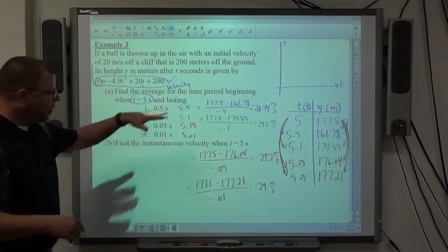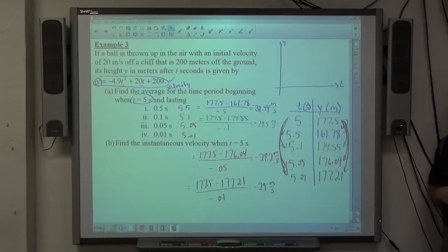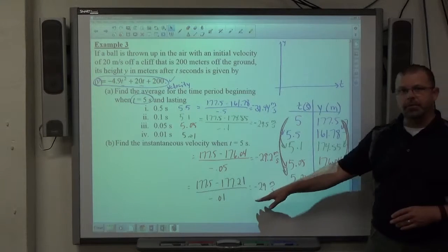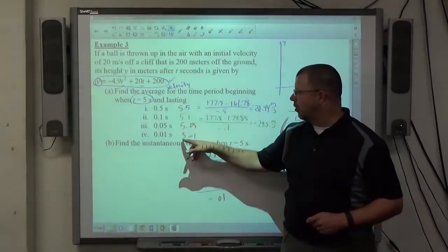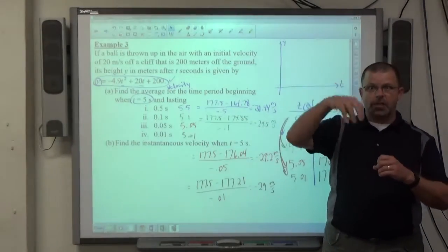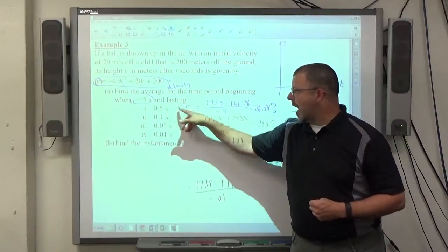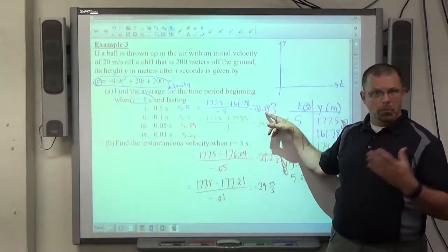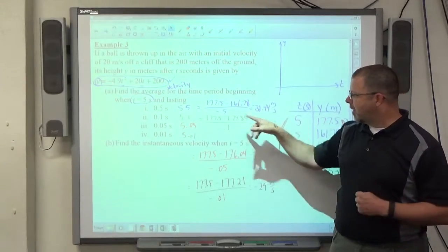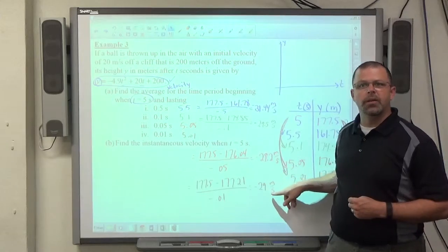All right, so each of those is an average velocity. Which one's closest to the actual velocity of the ball at 5 seconds? 29. Very last one, right? Because 5.01 is closer than 5.5, right? So basically, if you imagine a ball falling, as it's falling, it speeds up, right? So its speed over this half a second should be more negative than the speed after this 1/10 of a second, or this 5/100th of a second, or this 1/100th of a second.